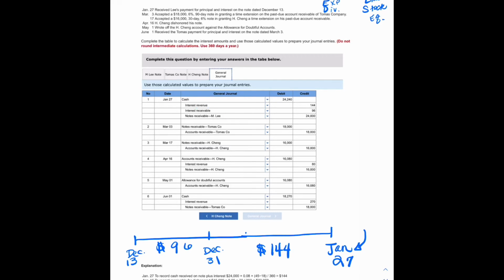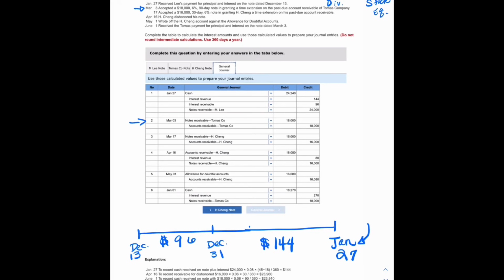And in the next question, number 2, what we're looking at is how we deal with the Tomas Company information. So in this case, what we did on March the 3rd is we accepted this note. So we made a note receivable. So we increase that with a debit. Notes receivable is an asset, and assets increase with a debit. And that will be for the full $18,000.